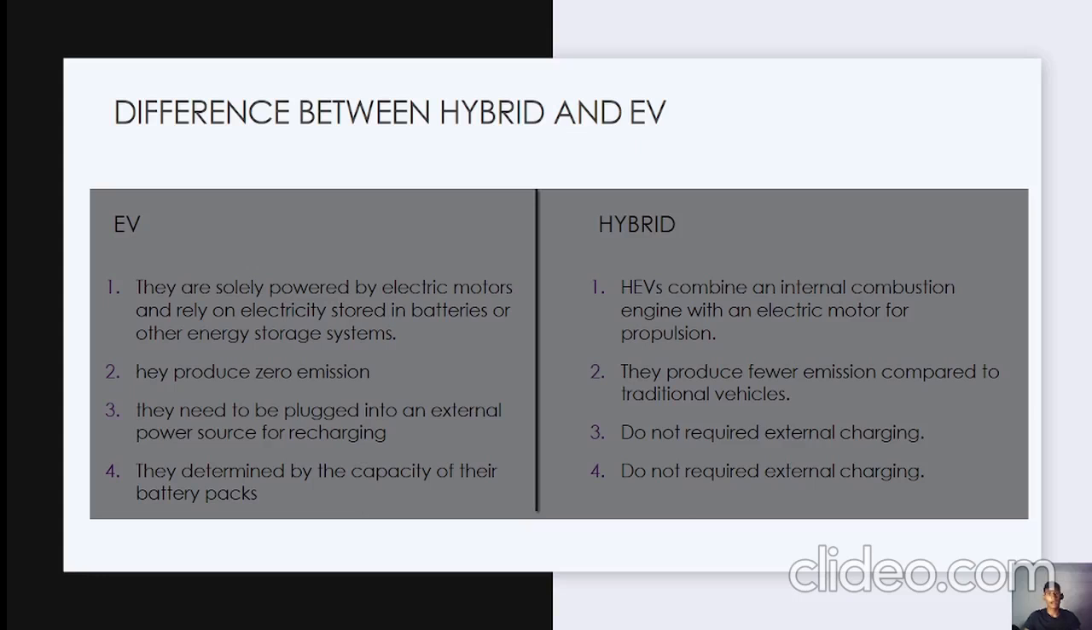Difference between hybrid and EV. This may come in your examinations. EVs are powered by electric motors and rely on electricity stored in batteries or other energy storage systems. They produce zero emissions. They need to be plugged into an external power source for recharging. Hybrids combine an internal combustion engine with electric motors. They produce fewer emissions compared to traditional vehicles. They do not require any external recharging. Their range is determined by the capacity of their battery packs.